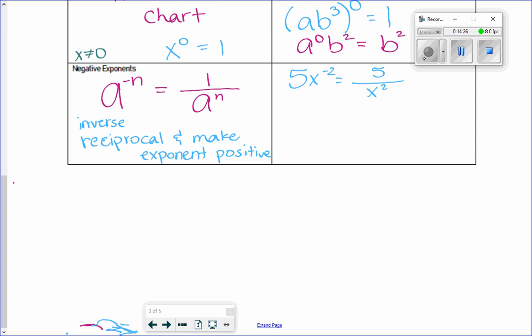Yeah, it goes on the bottom in the denominator. If something has a negative exponent in the numerator, we're going to move it to the denominator. If it has a negative exponent in the denominator, we move it to the numerator. Let's do a couple more examples.